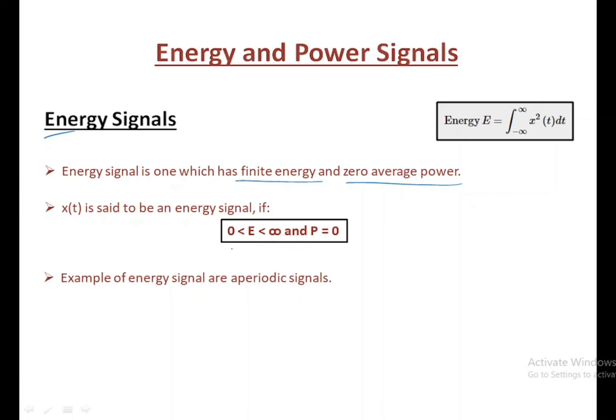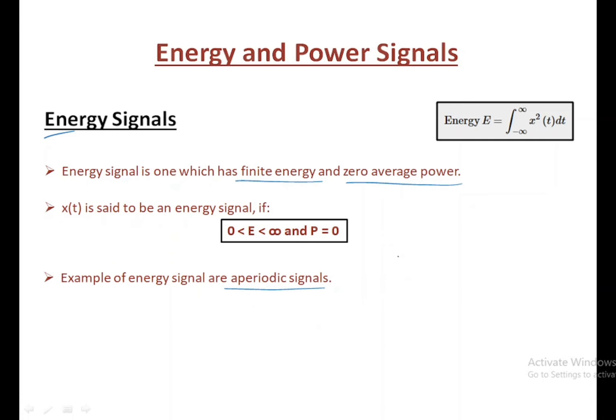For a signal to be either an energy or power signal, one has to be finite and the other has to be either 0 or infinity. So in the case of an energy signal, its energy must be finite and its average power must be 0. Examples of energy signals are aperiodic signals, meaning those signals which are aperiodic will be energy signals.